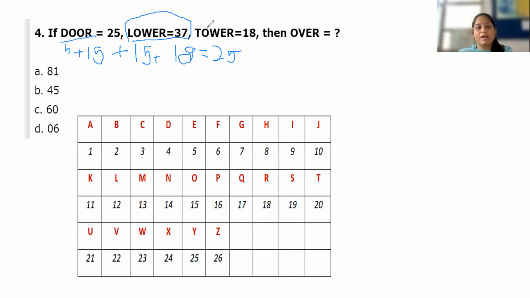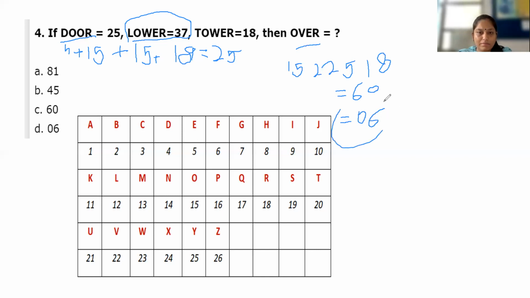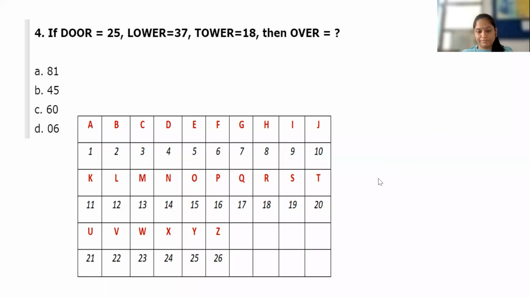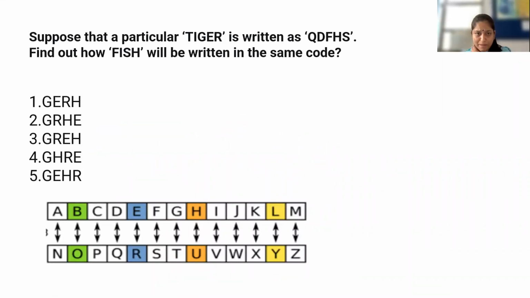Now, if you talk about over, let's see. We have to find for this. O is 15. V is 22. E is 5. R is 18. This comes out to be 60. And if you reverse it, it is 06. Is there an answer here? Can you see here? Yes, so this is the answer to this question. Okay, let's move forward. So these kinds of questions can also be a part of your question paper.